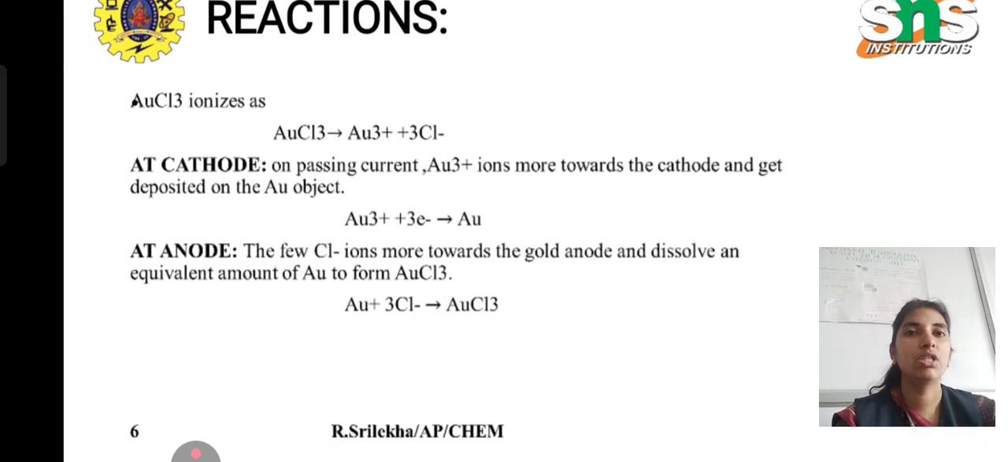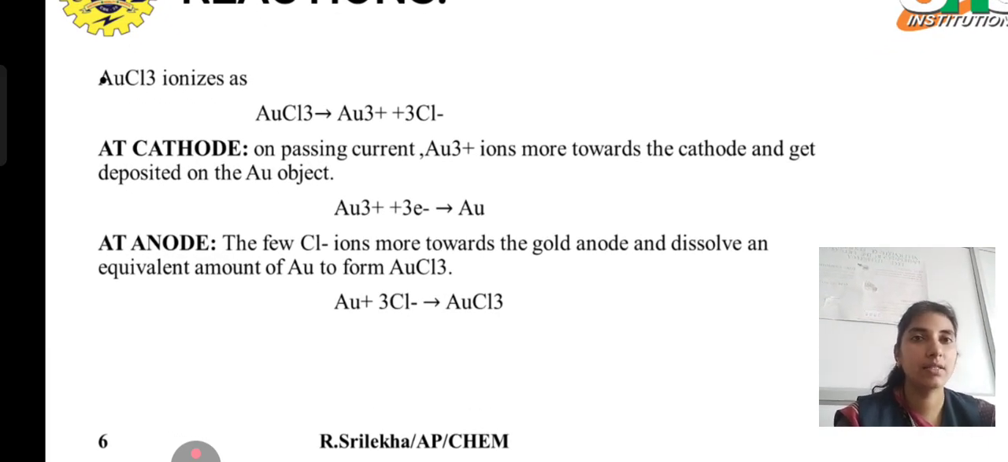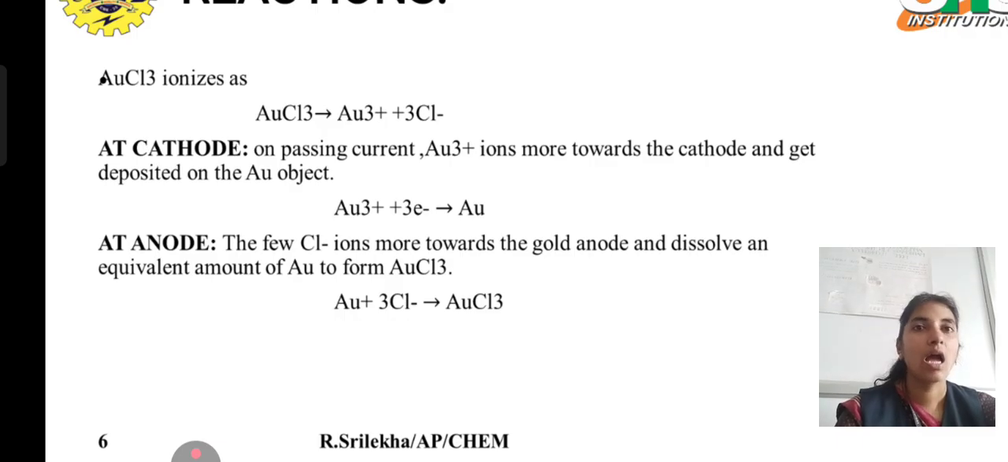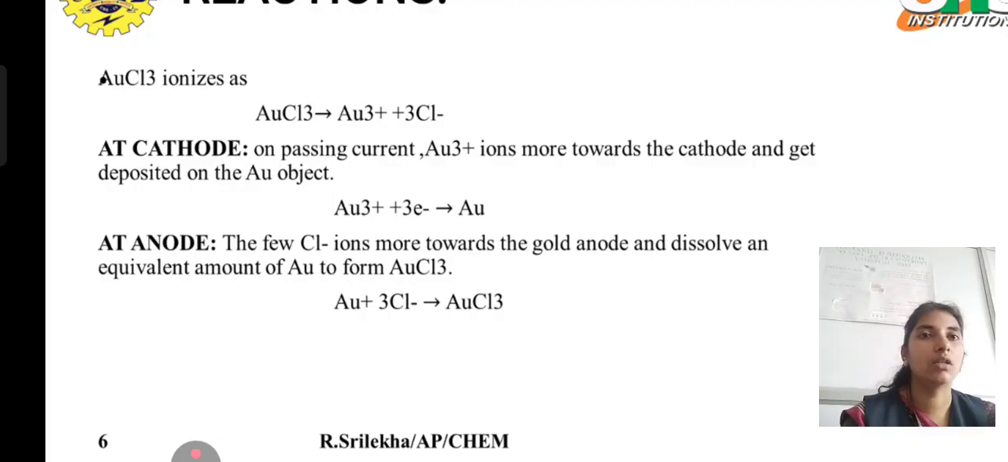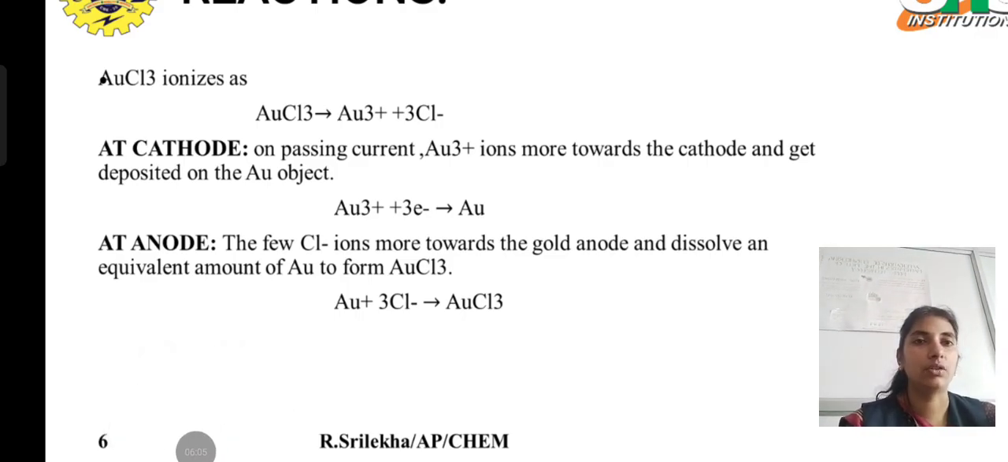Next, the reactions are as follows. AuCl3 ionizes as AuCl3 gives Au3+ plus 3Cl-. At the cathode, on passing current, Au3+ ions move towards the cathode and get deposited on the object, that is, Au3+ plus 3e- gives Au. At the anode, a few Cl- ions move towards the gold anode and dissolve an equivalent amount of gold to form AuCl3. This is the process behind electroplating.